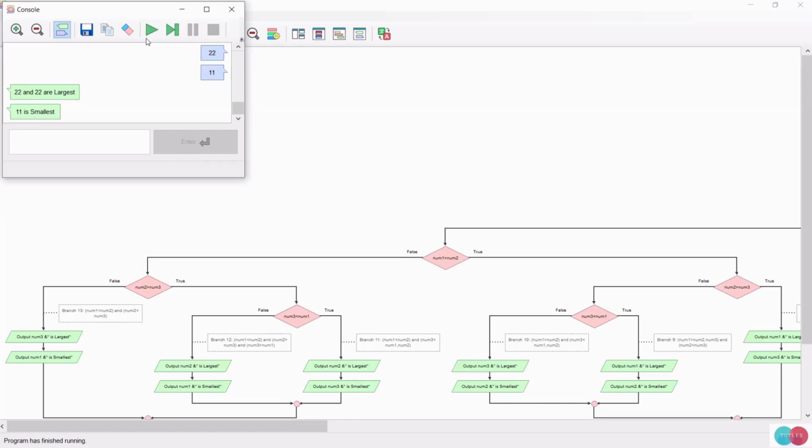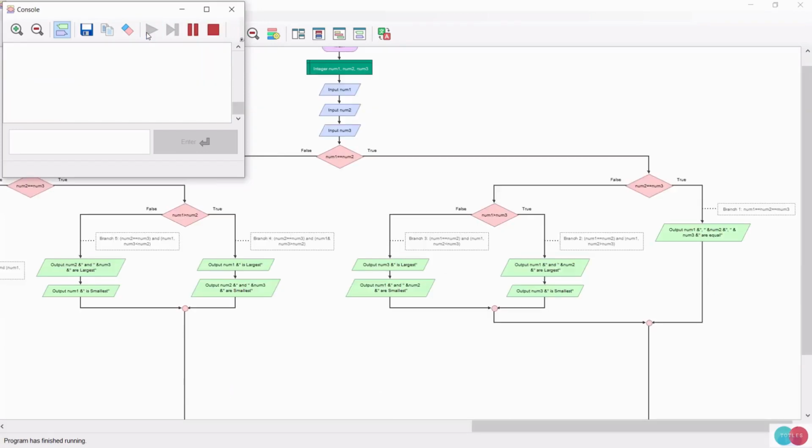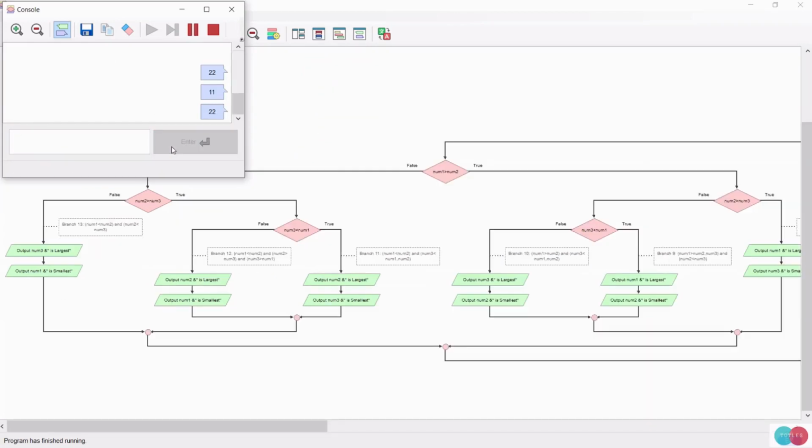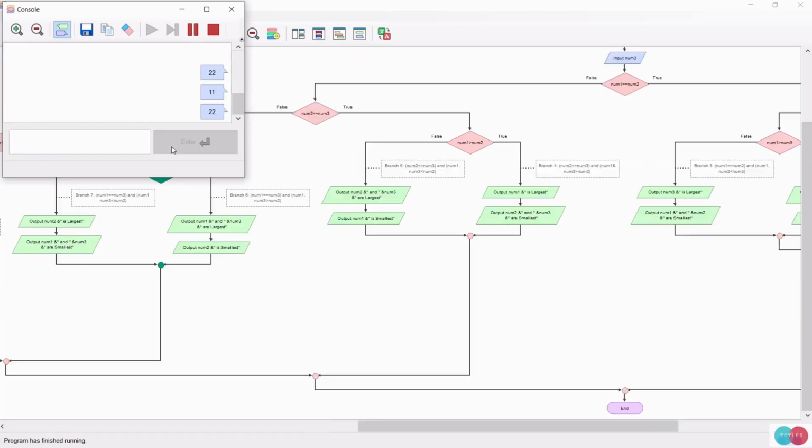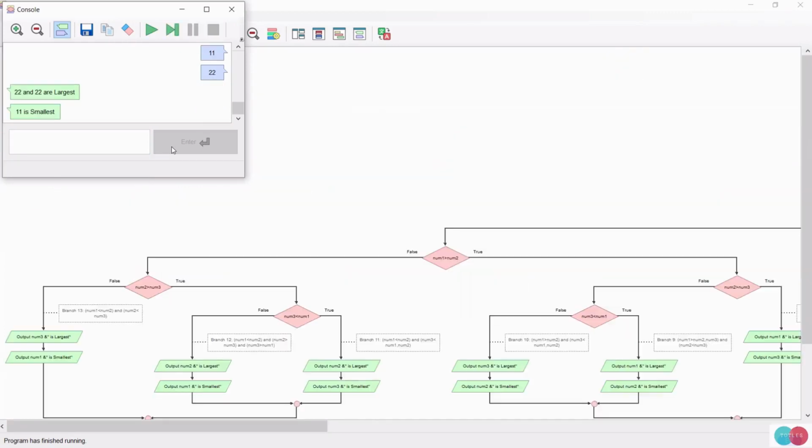So now we will see the sixth scenario. Sixth scenario is first and third number are largest, second number is smallest. 22, then 11 and then 22, which means first and third are largest, second is smallest. Okay, fine.